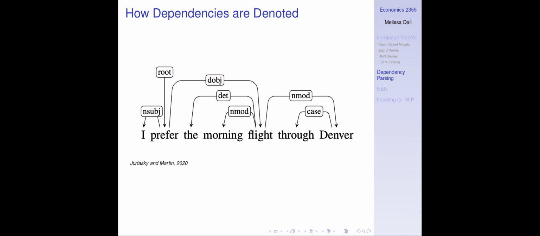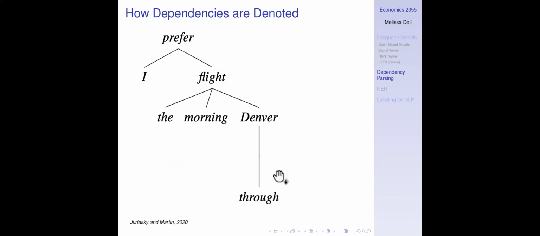And so how dependencies are denoted in the literature: sometimes you see them with arrows in sentences. So in this sentence, "I prefer the morning flight through Denver," the root is "prefer," and "I" is dependent on that. "Flight" is dependent on that. And this comes from a textbook treatment of this, which if you guys are interested, you may want to check out. The textbook is online for free.